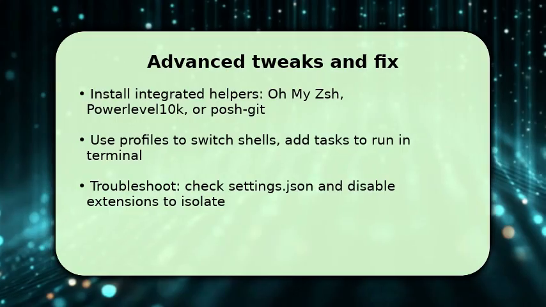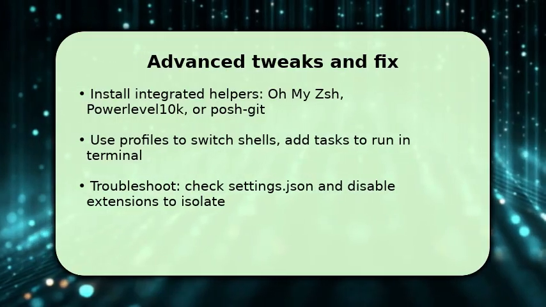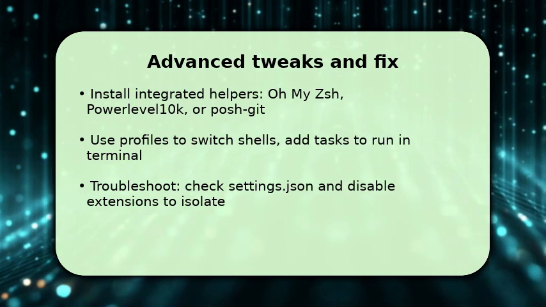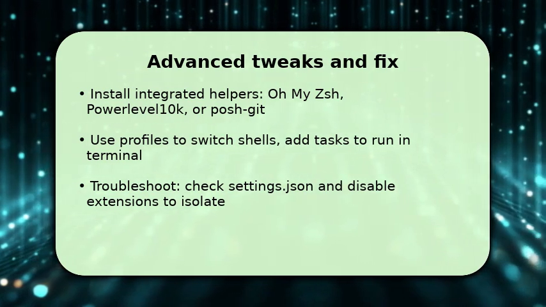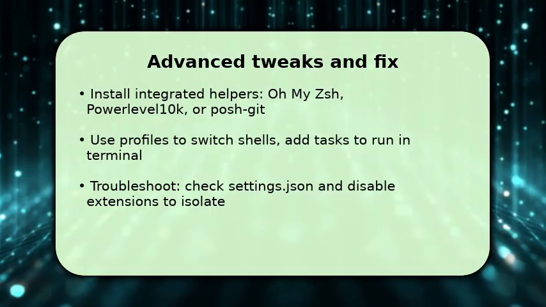If something breaks, reopen settings.json and look for conflicting keys. Disable extensions to isolate the issue, then re-enable them one at a time to find the culprit.